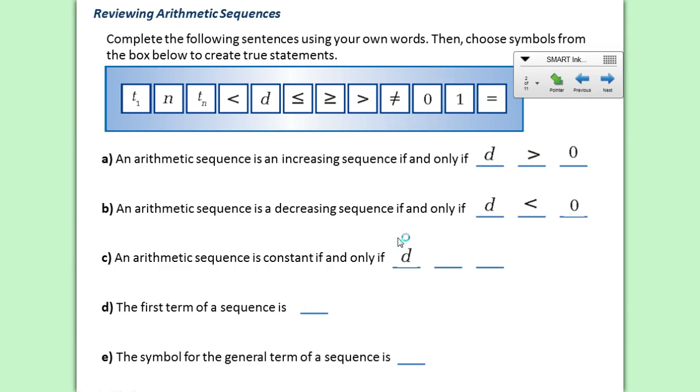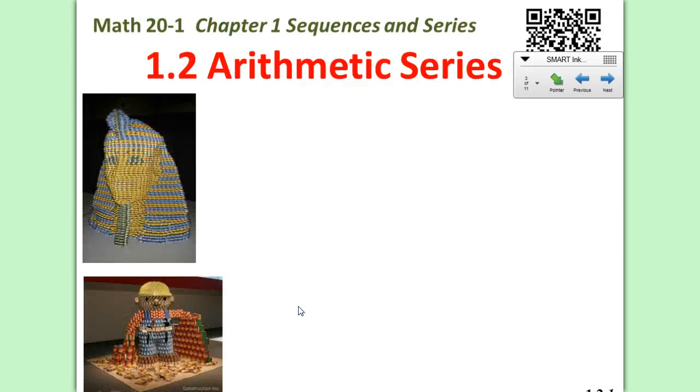An arithmetic sequence stays the same if the frog jumps by 0. If the frog doesn't jump at all, you're going to stay on the same lily pad forever. And the first term of a sequence is denoted as t1. The symbol for the general term is tn. These are the basic notations that we need to have success.